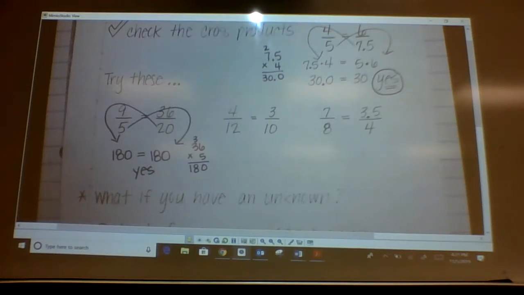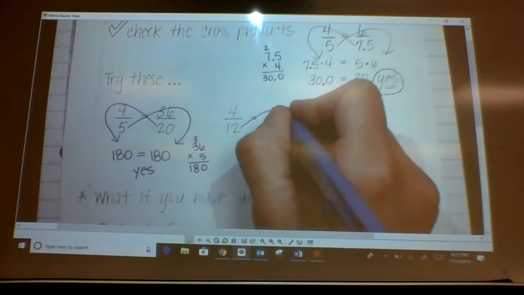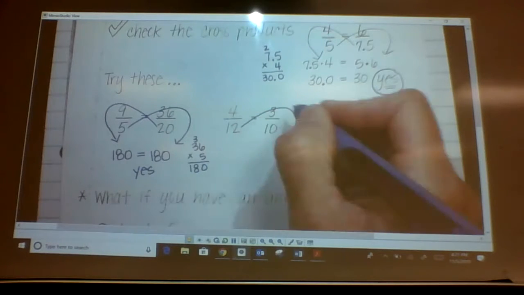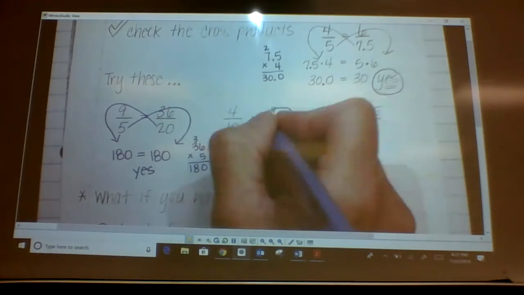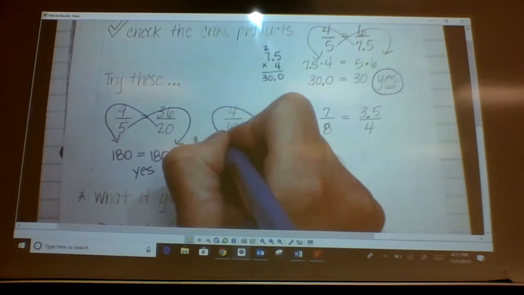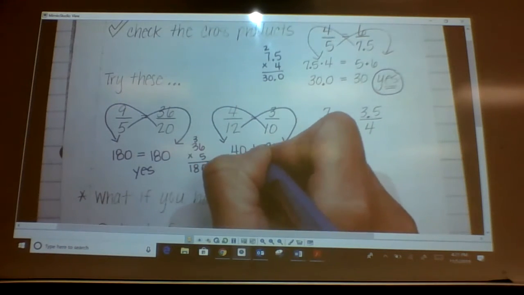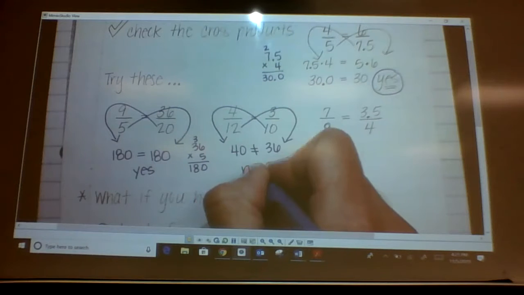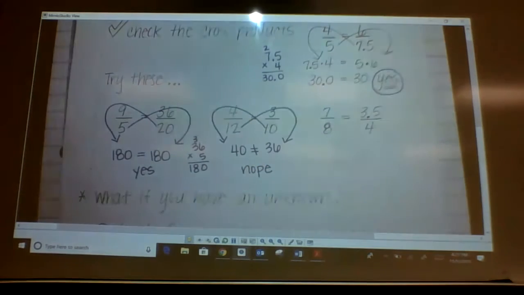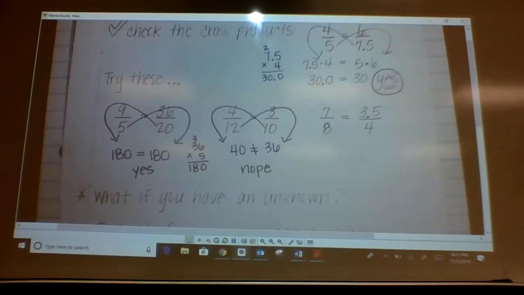Let's try another one. 12 times 3 is 36. 10 times 4 is 40. So these guys are not equivalent. So this is a big nope. They are not equivalent. How about you do the third one on your own and see what you get, and then you can look at the next video.